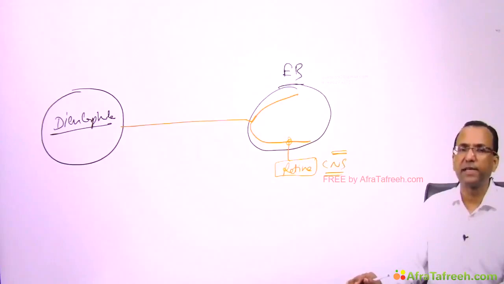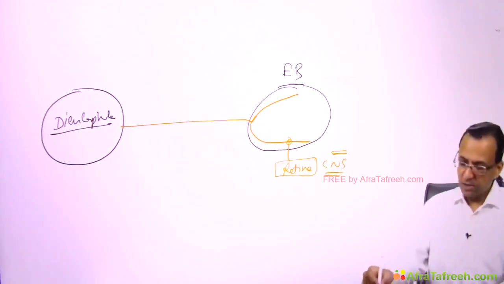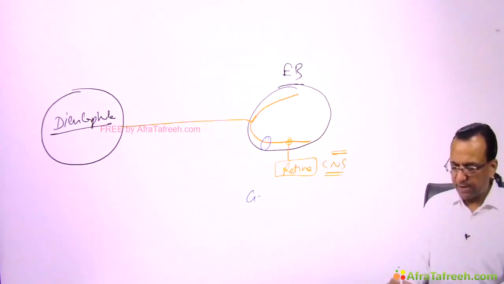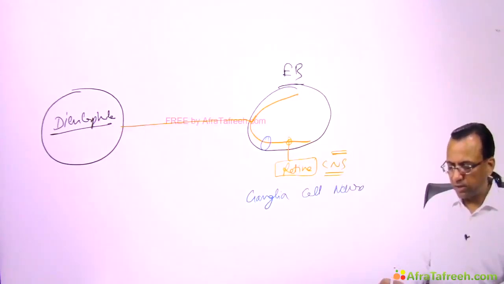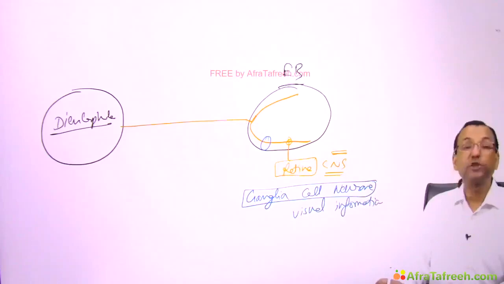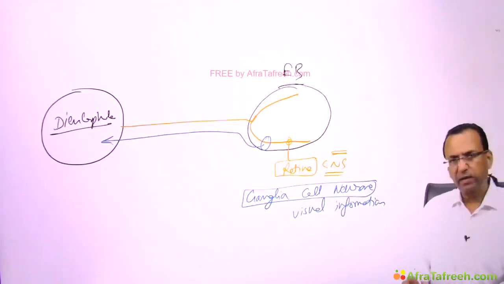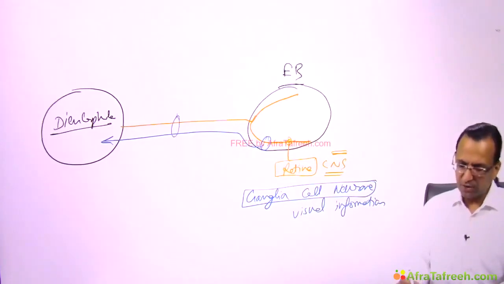Retina is a part of CNS. Fine. Then in the retina, I got a neuron which is called ganglion cell neuron. And what is this ganglion cell neuron in the retina doing? It is collecting visual information. And where is it taking that visual information? It is taking visual information towards the brain. And what are its axons making? Those axons are making the optic nerve.